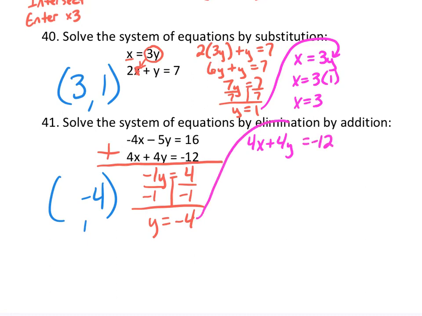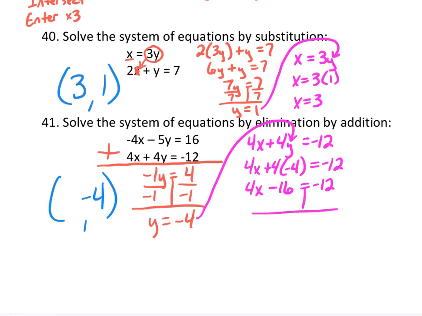Since y is -4, I'm going to plug a -4 in right there. And now I'm going to solve it. 4 times -4 is -16. And upside down t, add 16. So I get 4x equals 4. Then I divide by 4, and x equals 1. So my answer is 1, -4.